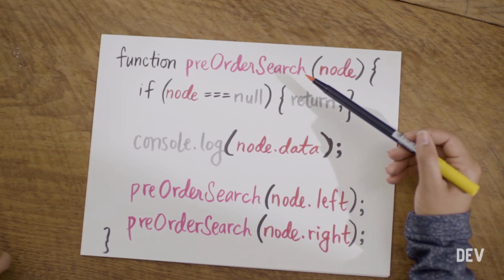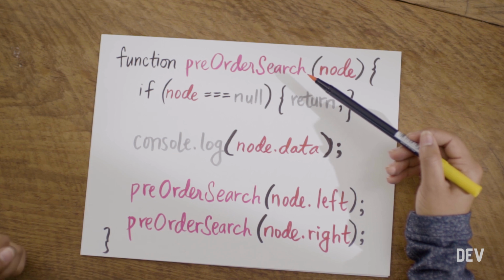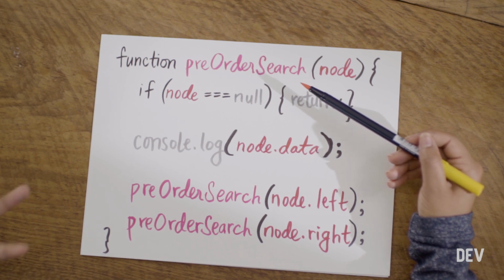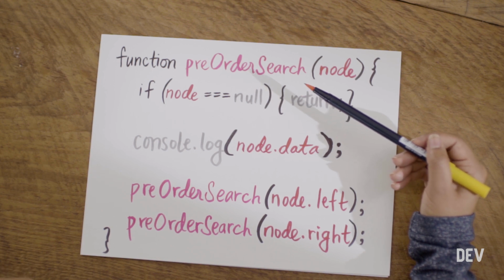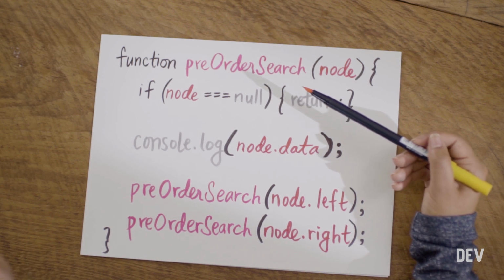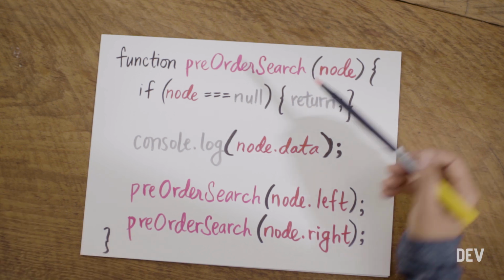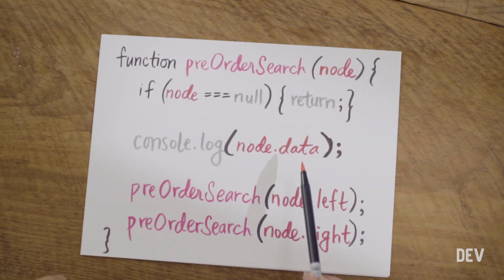Because this is a pre-order search function, the next thing we'll want to do is print out the data and read the data of the node we just took in. Remember that pre-order search is DLR. So we'll read the data of the node we're looking at. Now we need to do the L and R bit of the DLR strategy.